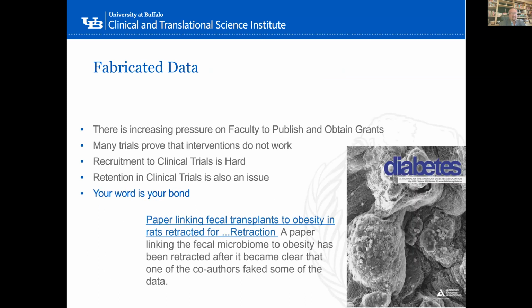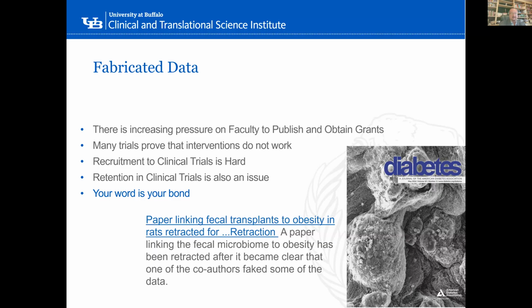So, fabricated data. There's an increased pressure on faculty to publish and obtain grants. Many trials prove that interventions do not work. Recruitment to clinical trials is hard and often behind. Retention in clinical trials is also an issue. And remember, your word is your bond. So don't publish anything that you don't know to be true.